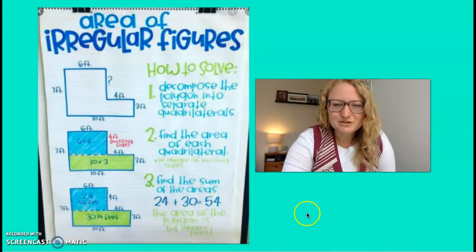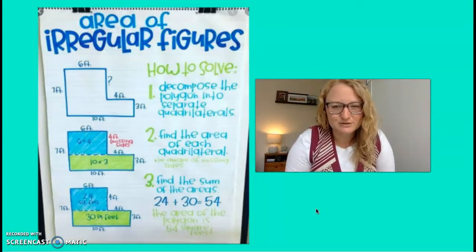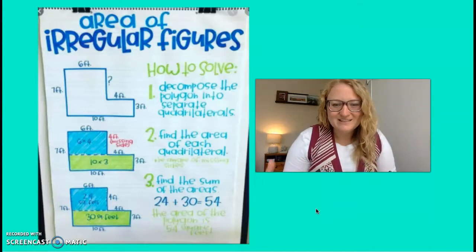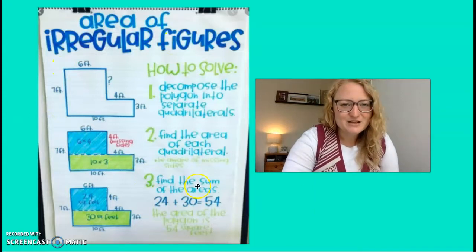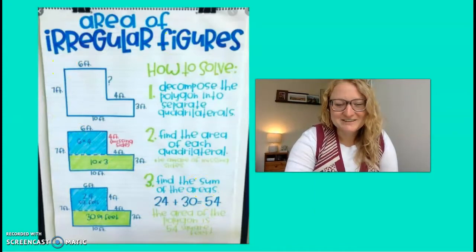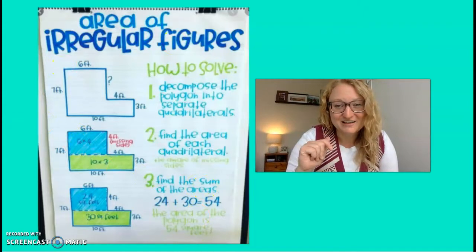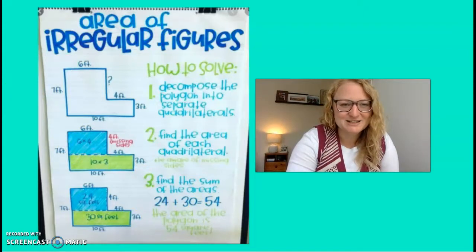Here are some reminders on how to solve. Decompose the polygon into separate quadrilaterals. Find the area of each quadrilateral and then find the sum of the areas. Remember, area is always written as square units. This would be a great thing to jot down in notes or to take a screenshot of and come back to it when you're doing today's practice.